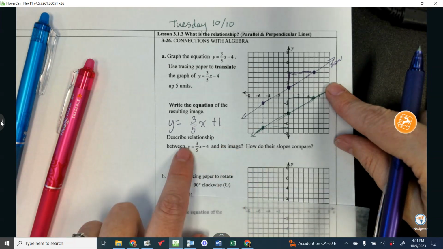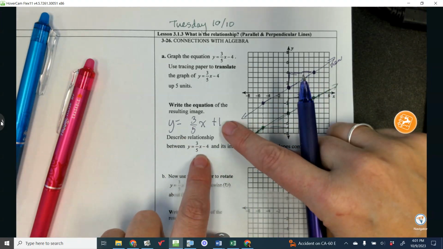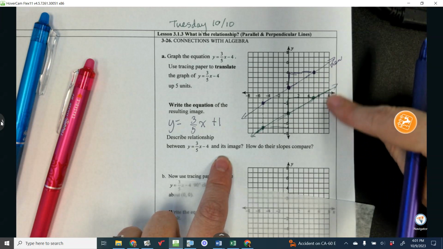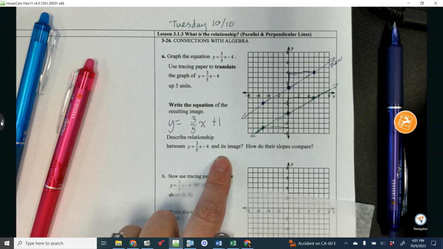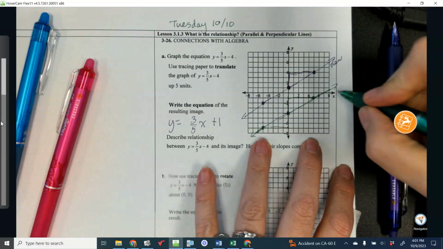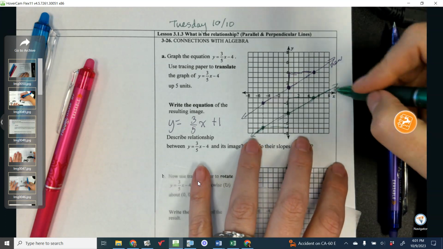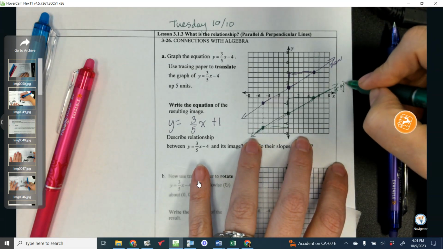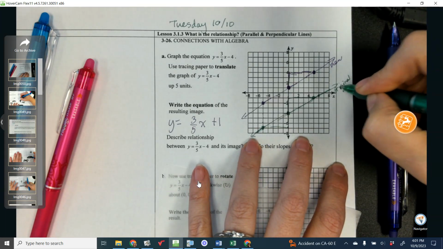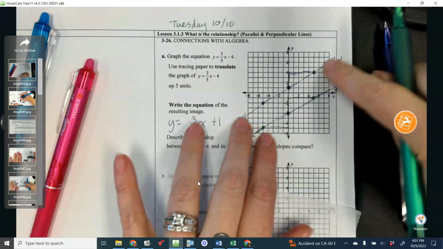Now let's talk about the relationship. We're actually going to come back. So describe the relationship between this one and its image. So what's the relationship between the 2 lines I drew? So again, we had our original line here. Oh, well, look at that. That's a lot of movement. Original. There's our new one. What's the relationship between the 2?